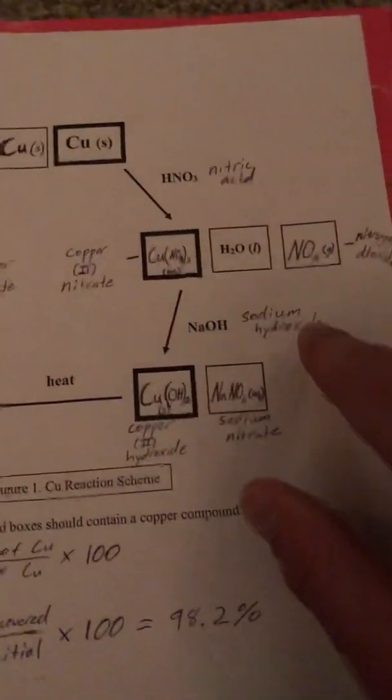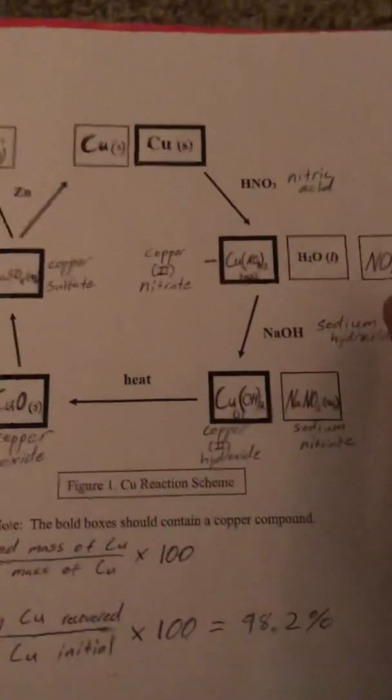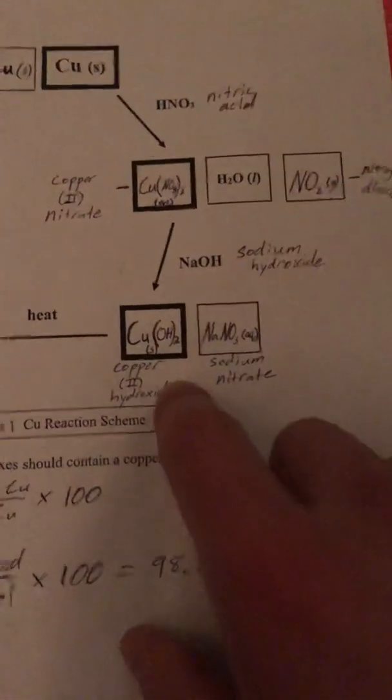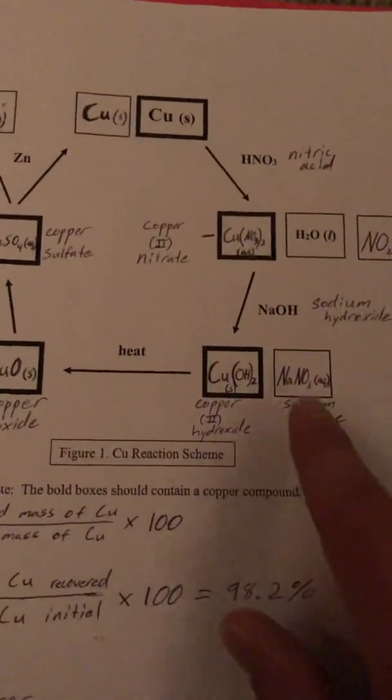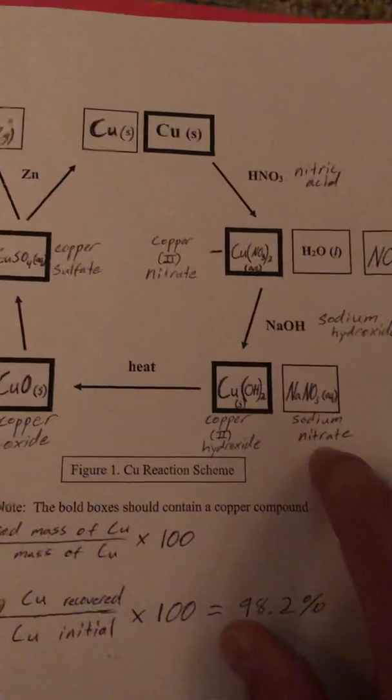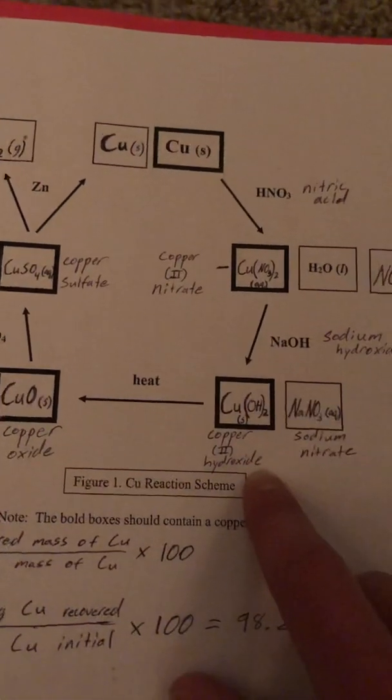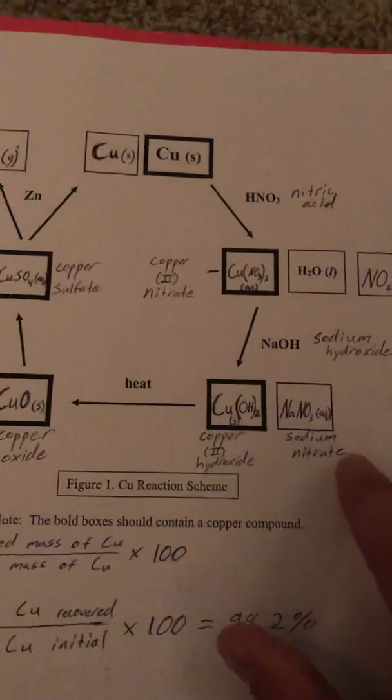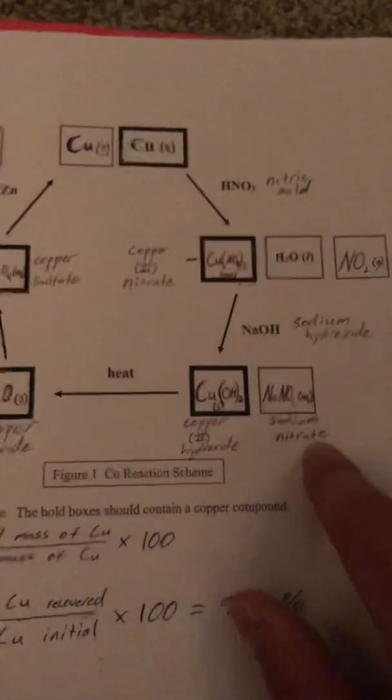We then added sodium hydroxide to the solution, and two new compounds were formed. First was copper 2 hydroxide, and then sodium nitrate was also formed. Copper hydroxide was in the form of a solid, and sodium nitrate was in an aqueous solution. We know that copper hydroxide was formed because a royal blue solid forms, and this royal blue solid forms in a bright blue aqueous solution.